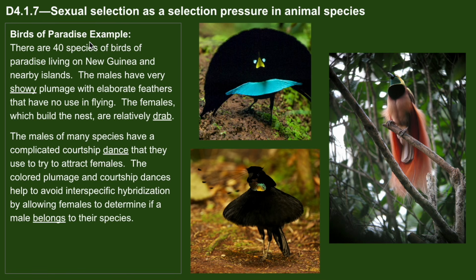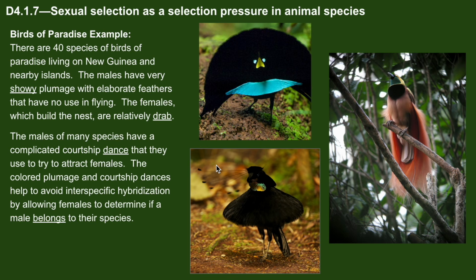The birds of paradise is a specific example that you should be familiar with. There are 40 species of birds of paradise living on New Guinea and nearby islands. The males have very showy plumage with elaborate feathers that have no use in flying. The females, which build the nest, are relatively drab. Now, the males of many species have a complicated courtship dance that they use to try to attract females.